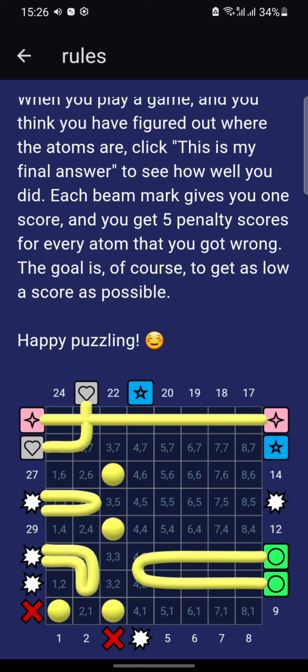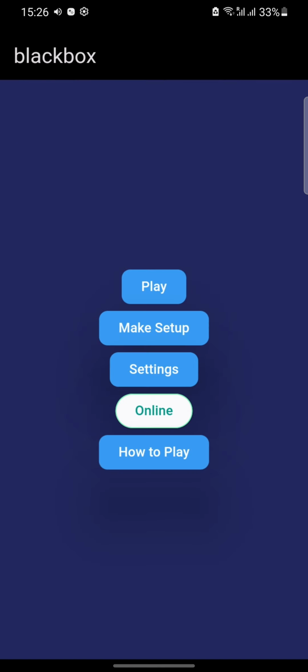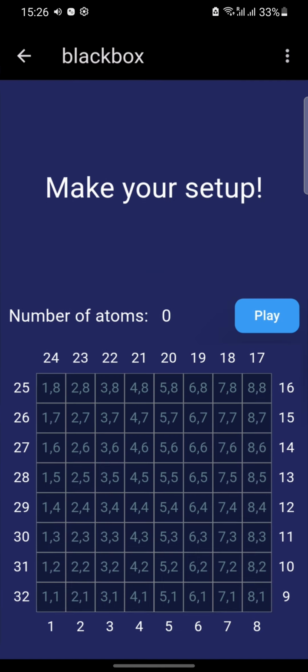image. Some people have asked me, I don't see these light beams when I play. Yeah, it's because I didn't make it that way. This is just for illustration. You can read that, but now I'm going to make a setup.